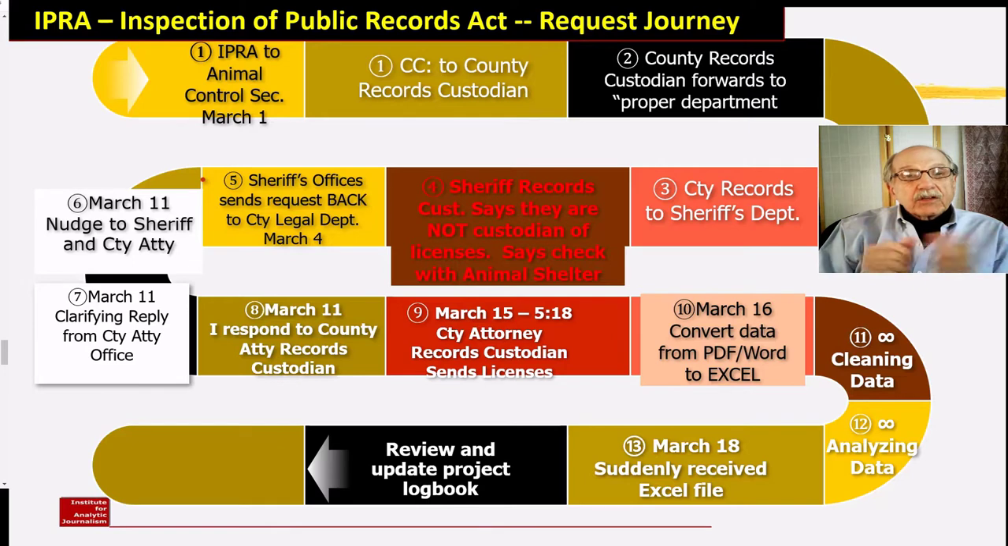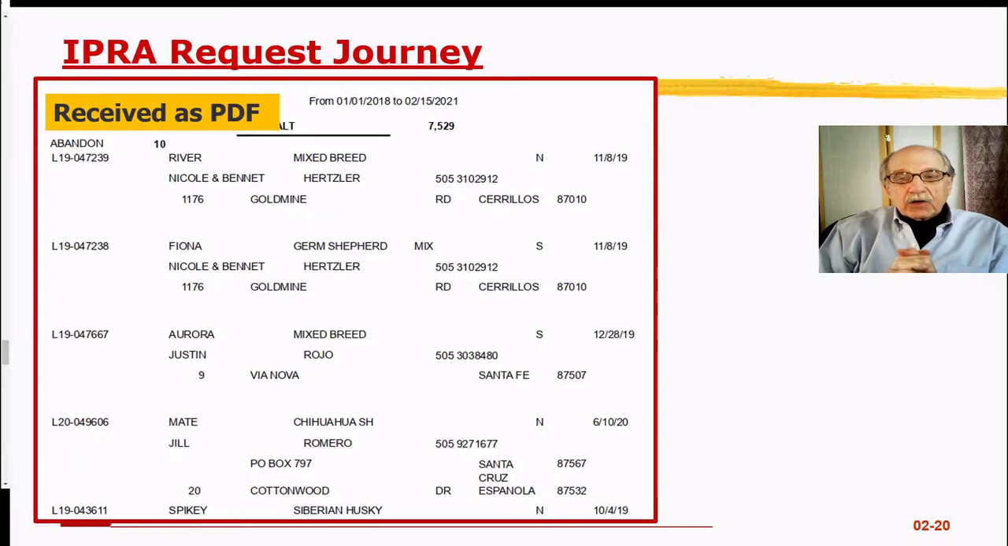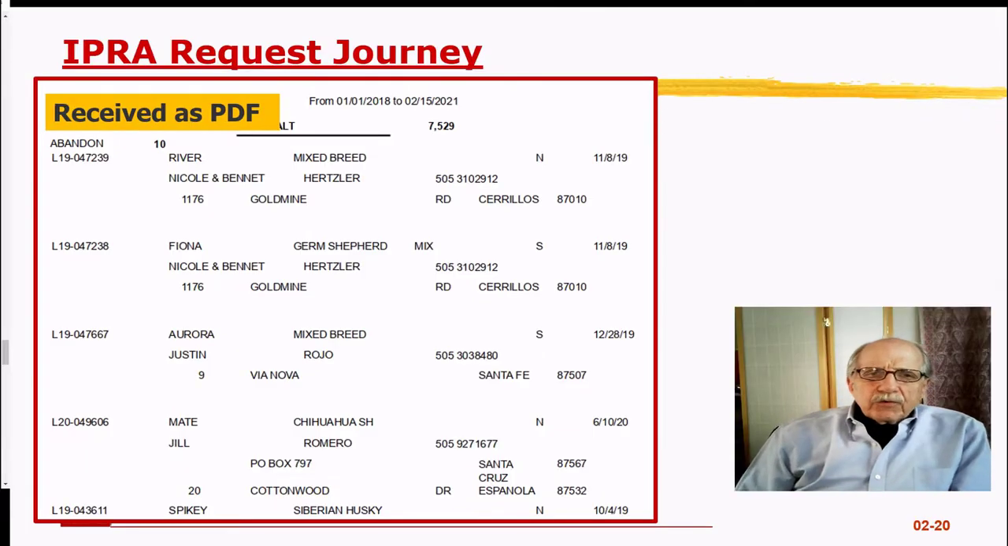So we continue. Now we have the data in hand, and we can start to review it. Recall that I first received the pet license file as a PDF file, which looks like this. Imagine if you printed this out. It would look like a regular printed ink on paper page. How would you count the number of licenses? How would you count the number of dogs in each breed category?